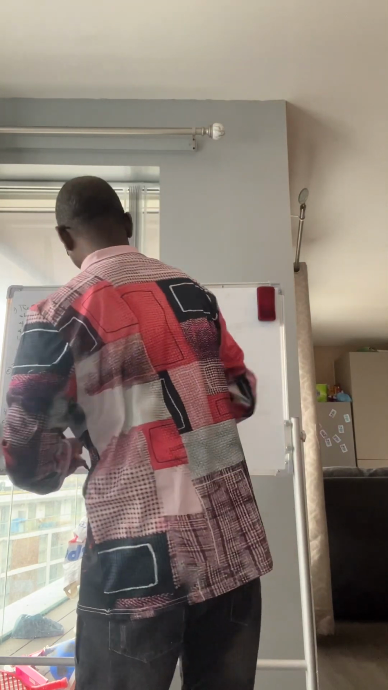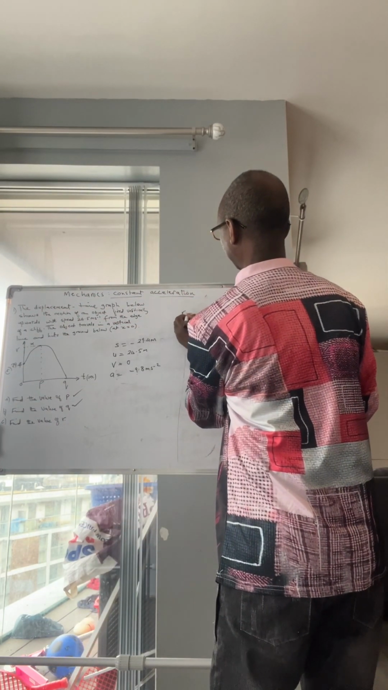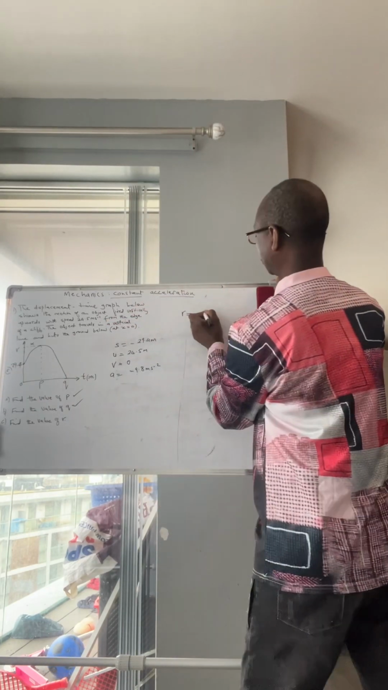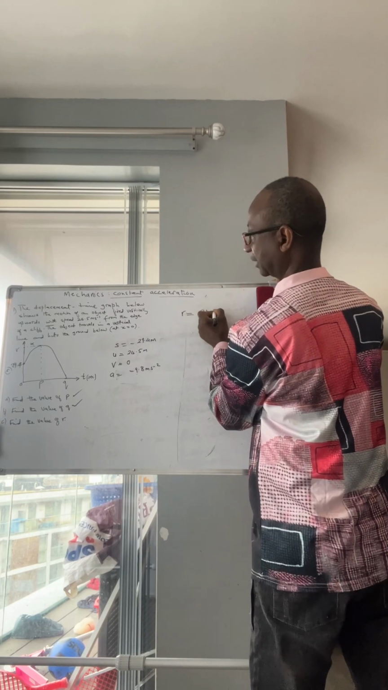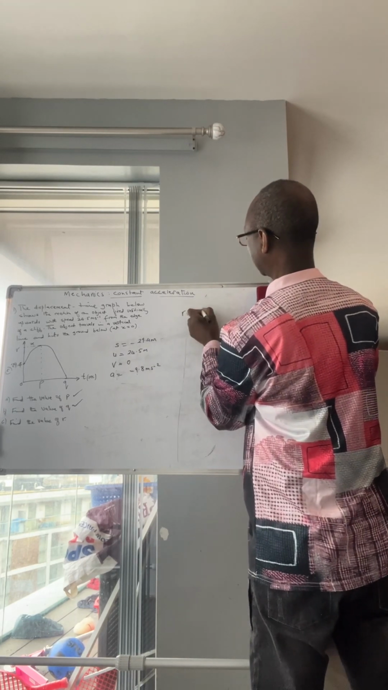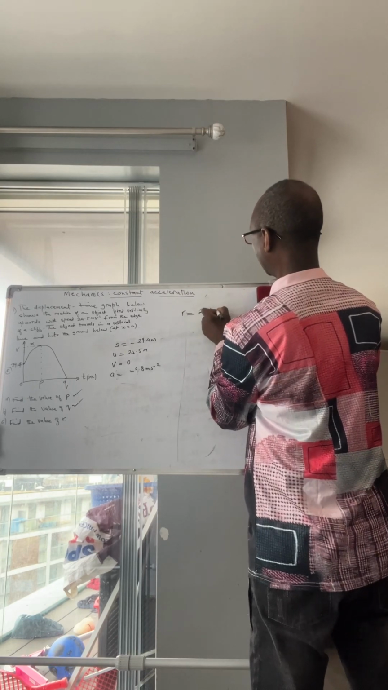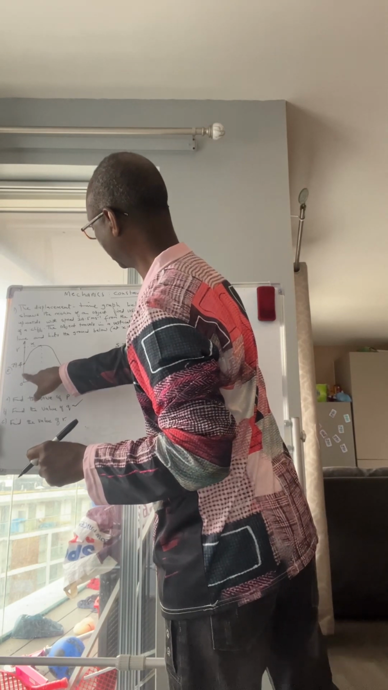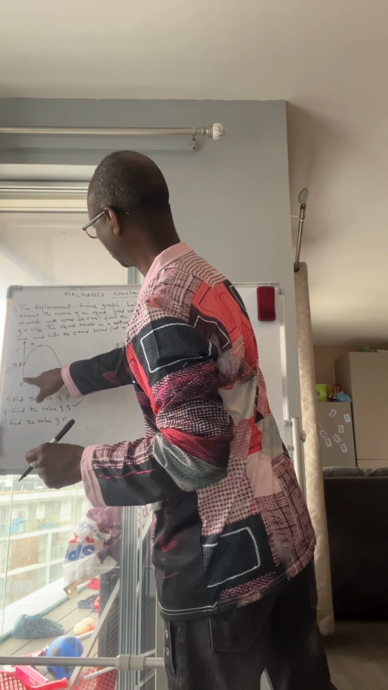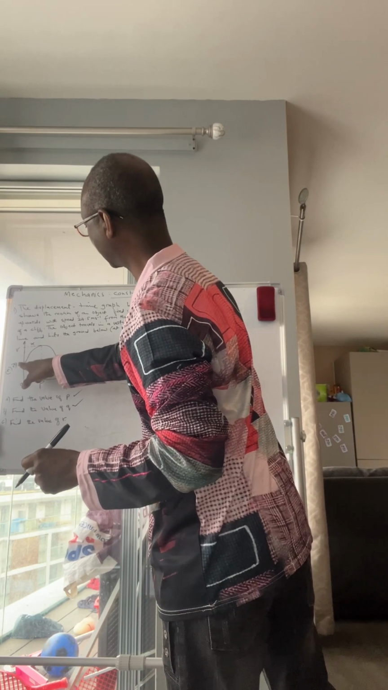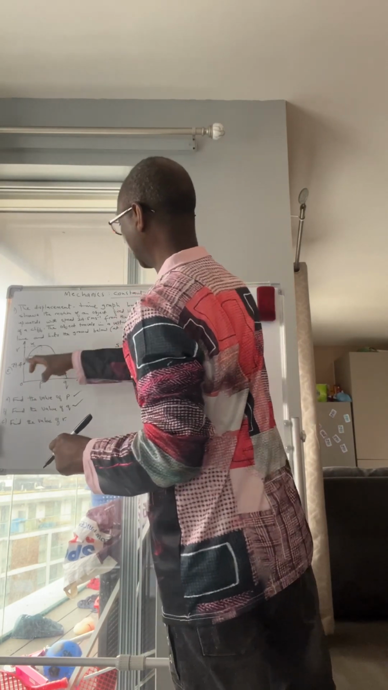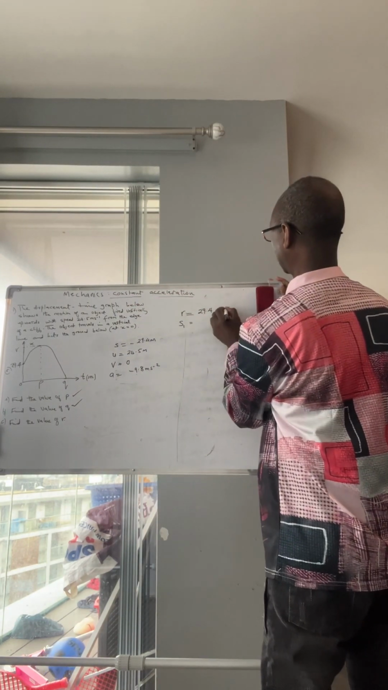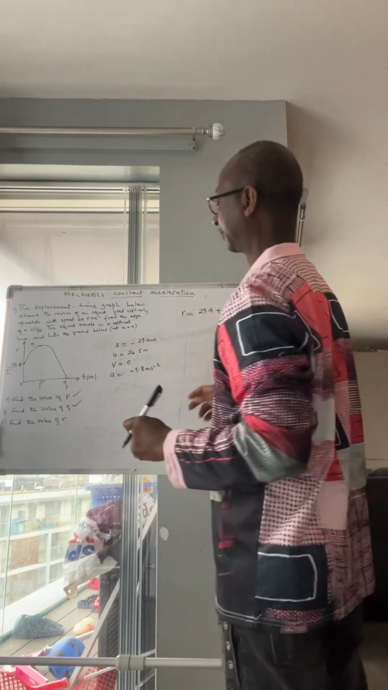We know R is going to be this distance here, which is 29.4 plus this distance here, from here to here, then plus this distance from here to here. So let's call that distance S1. That will give us R.